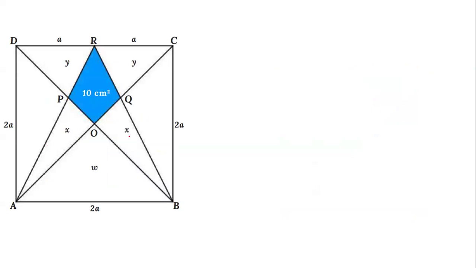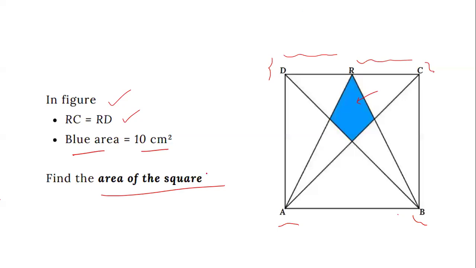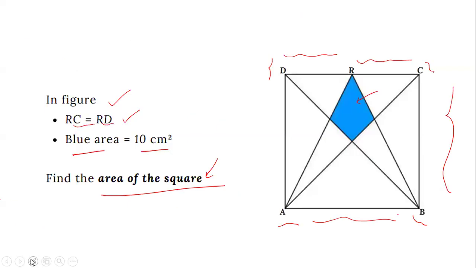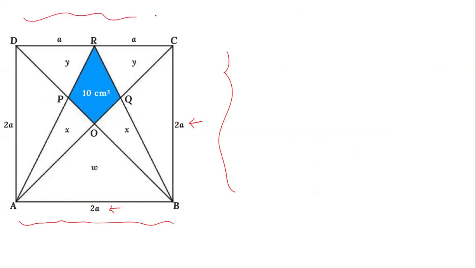First we assume different parts in this figure. This side is equal to 2a, and this side is also equal to 2a, because in the problem it is given that this is a square, so this side is equal to this side. And in the problem it is given that RC is equal to RD, meaning this whole thing is 2a and this thing is equal to this thing, so this is a and this is also a.